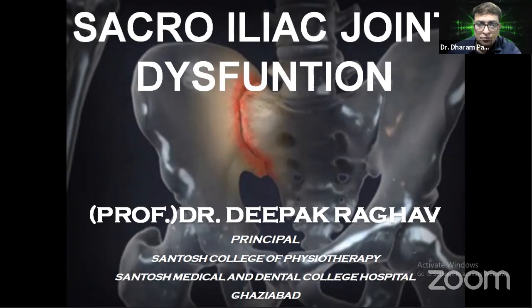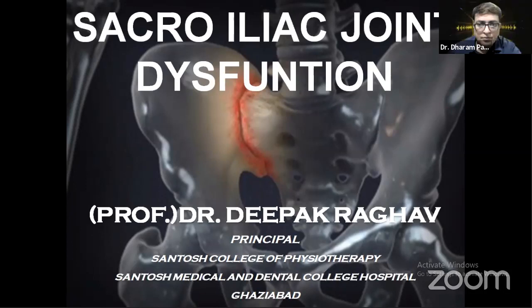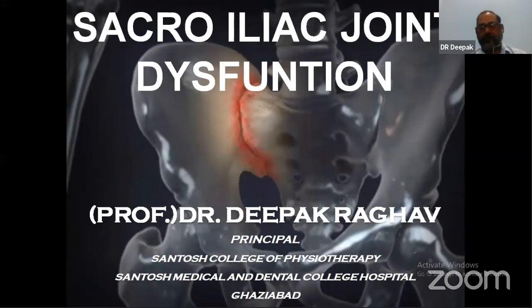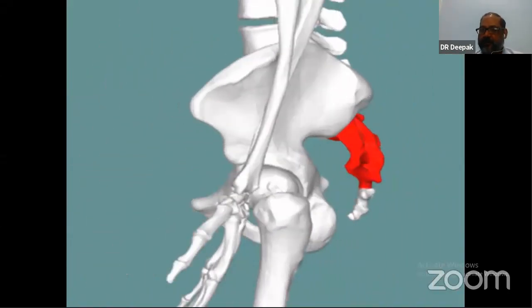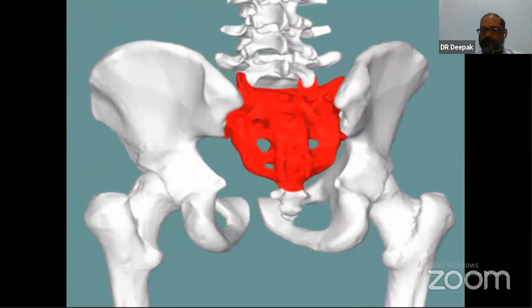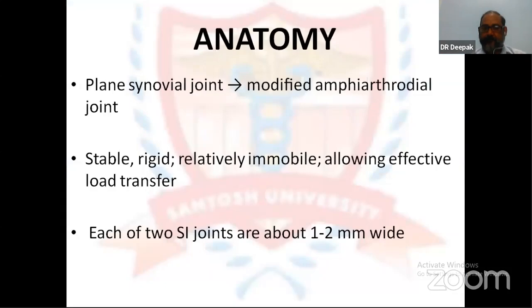Good evening, everyone. Today, our topic is sacroiliac joint dysfunction. What is the problem within the sacroiliac joint which leads to low backache and so many problems? So, we start with sacroiliac joint dysfunction. Our sacroiliac joint is made up of one sacrum bone and two ilium bones, that is, hip bones. So, we discuss a brief anatomy of the sacroiliac joint.